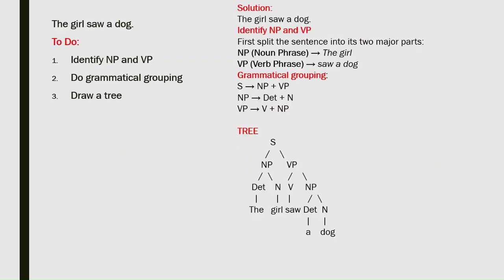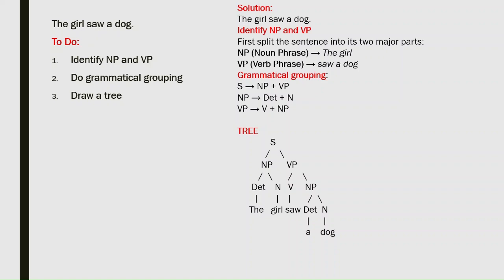So another example: the girl saw a dog. First you identify the noun phrase and verb phrase, do the grammatical grouping, and draw the tree. First you split the sentence into two major parts, NP and VP, that is noun phrase and verb phrase. The girl is the noun phrase, saw a dog is the verb phrase. Now you do the grammatical grouping, NP plus VP. NP is determiner plus noun. VP is verb plus noun phrase.